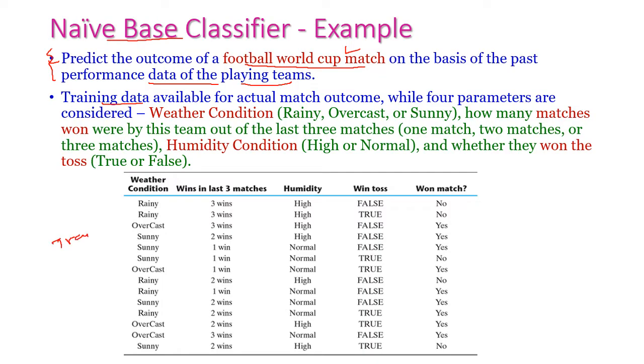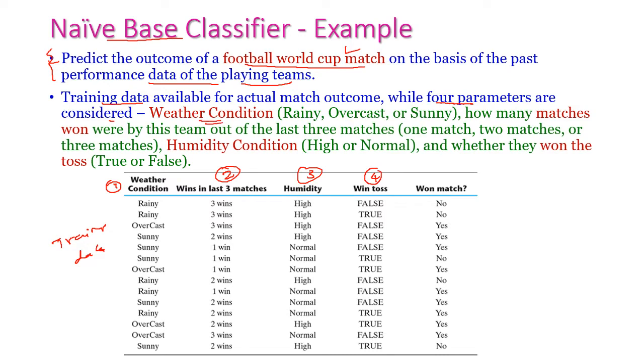This is the training data, and here 4 parameters are considered. So weather condition is the first parameter, wins in last 3 matches is the second, humidity is the third, and win or loss is the fourth one.